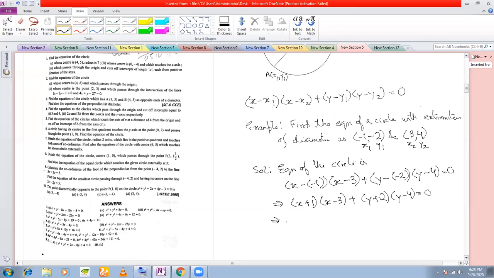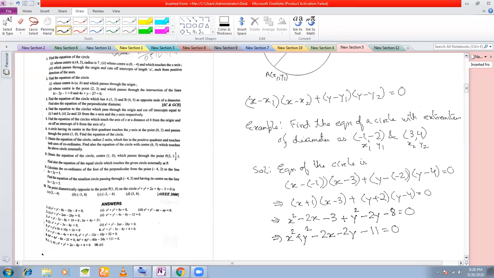So now if you expand this, you will get x square minus 3x plus x minus 3, that is x square minus 2x minus 3, plus y square minus 4y plus 2y minus 8, that is y square minus 2y minus 8, equal to 0. So the equation of the circle is x square plus y square minus 2x minus 2y minus 3 minus 8, which is minus 11.